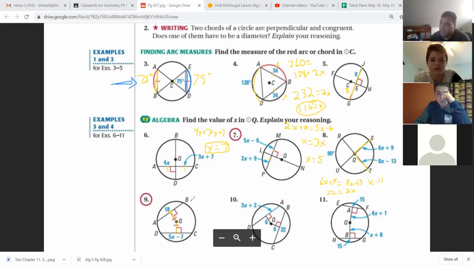Again, when in doubt, set it equal to each other. So this is 18, this is 5x. So 18 equals 5x minus 7. Plus 7 on both sides, that's 25. Divided by 5, x equals 5.